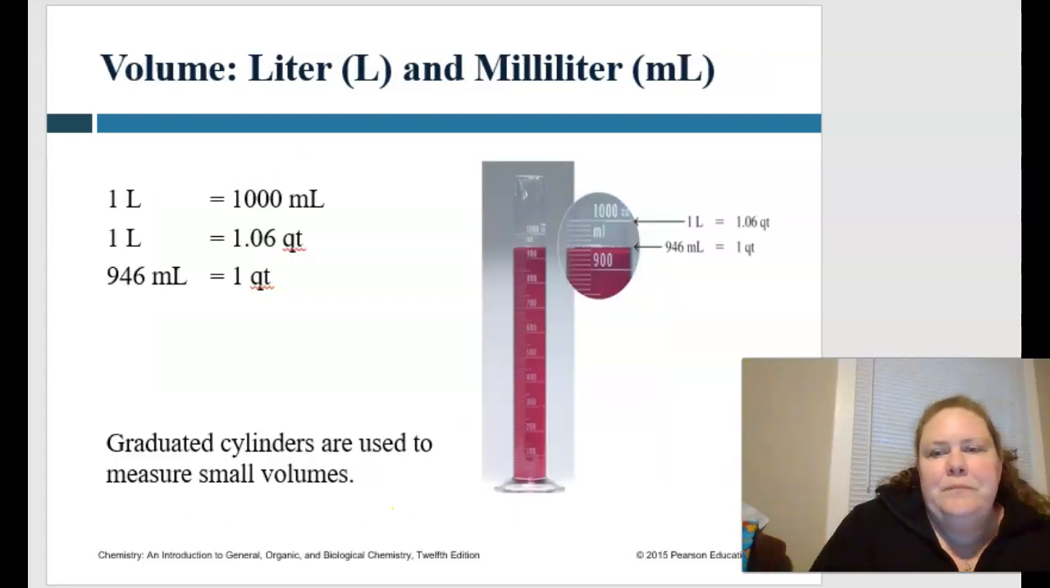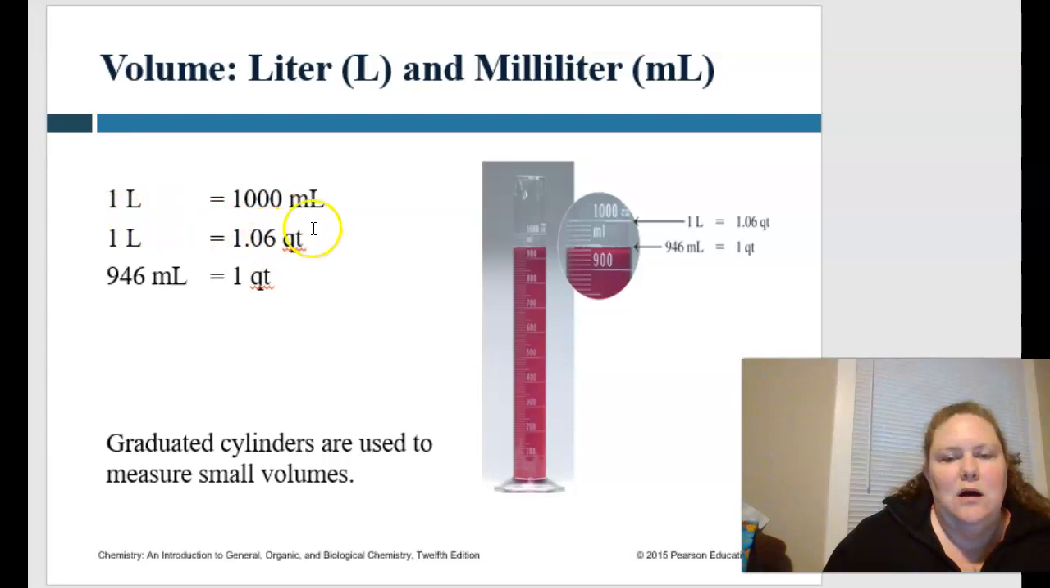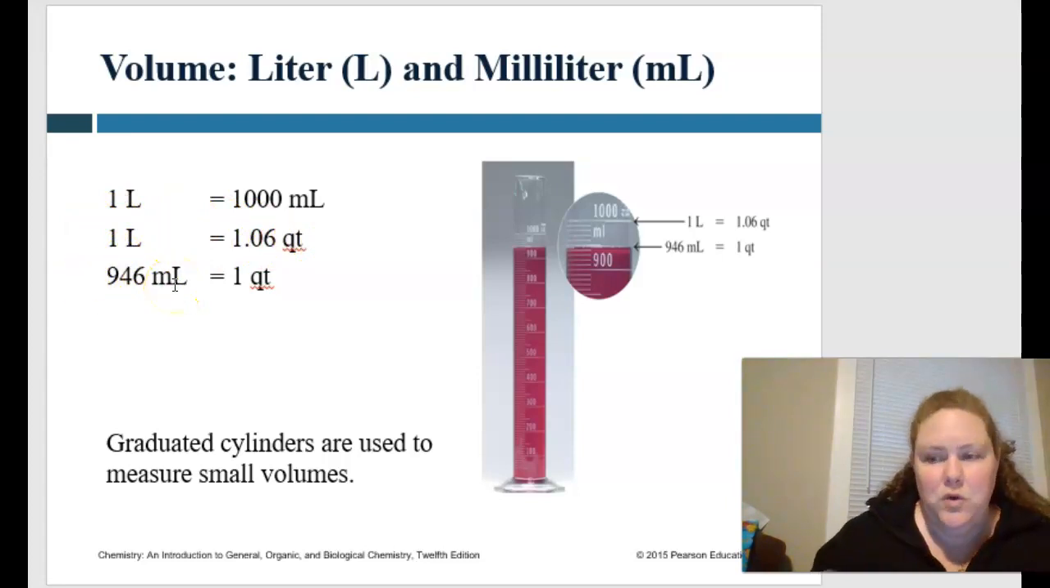So looking at the volume of liters versus milliliters. Again, it's just super easy because it's a factor of 10. 1 liter equals 1,000 milliliters. Where if we're looking at metric versus the other, it's 1 liter is 1.06 quarts, or 946 milliliters is 1 quart. So you can see that it's not as polished.